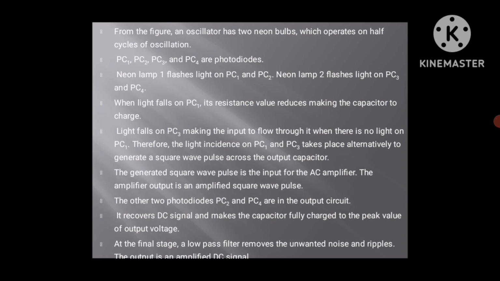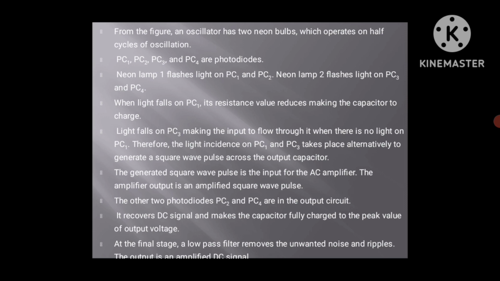This system acts similar to a switch. From the figure, an oscillator has two neon bulbs which operate on half cycles of oscillation. PC1, PC2, PC3, PC4 are the photodiodes. Neon lamp 1 flashes light on PC1 and PC2, and neon lamp 2 flashes light on PC3 and PC4. When light falls on PC1, its resistance value reduces, making the capacitor charge.